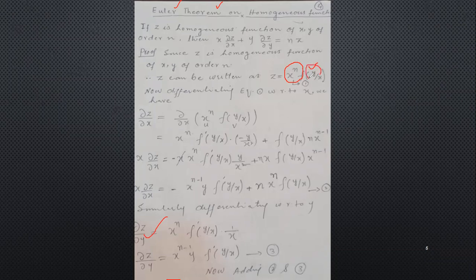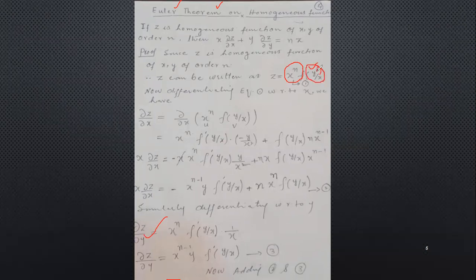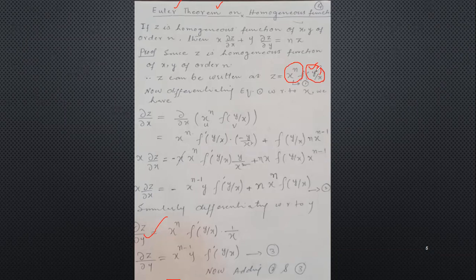Then we take the derivative of the constant terms. Here the constant term of f is y upon x, so the derivative of y upon x gives 1 upon x. So the partial derivative of z with respect to y equals x to the power n minus 1 into y, f dash y upon x, say equation number 3.